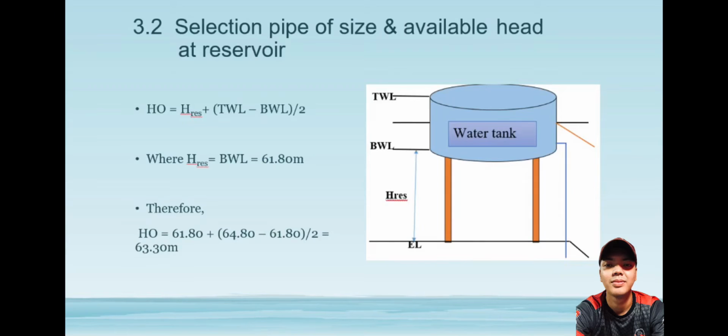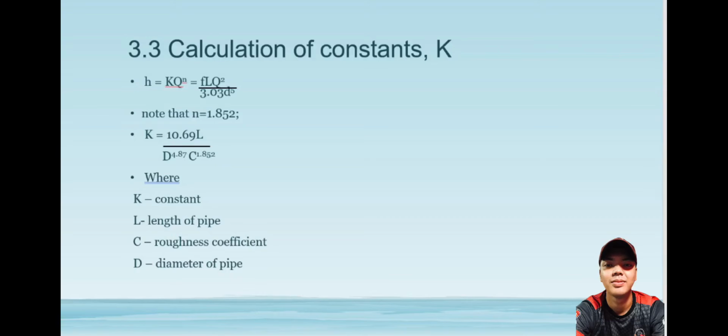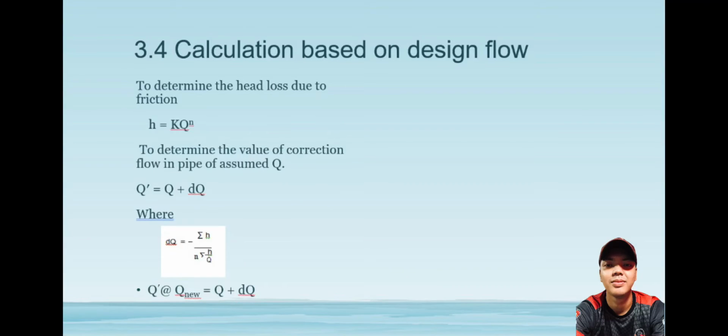The sizes of the pipes that we use are D equal to 200 mm and 230 mm. So we will use the Hazen-Williams equation to complete the calculation as shown in the picture. For constant K, we will neglect the minor losses in each pipe since they are not the same length. These are the formulas to determine the head loss due to friction based on the equation, and to determine the value of correction flow in a pipe of assumed Q. We continue with 3.5, assume trial flow in pipe.